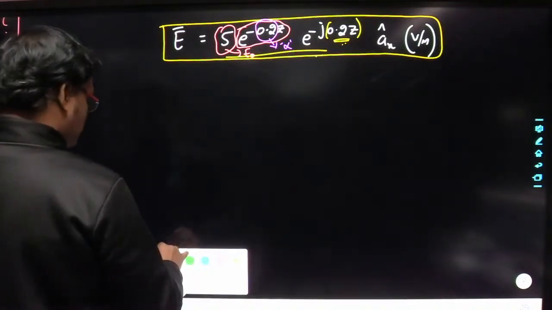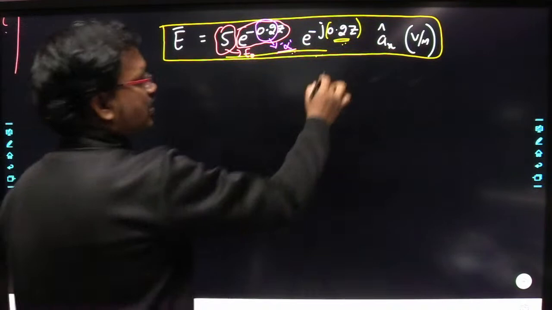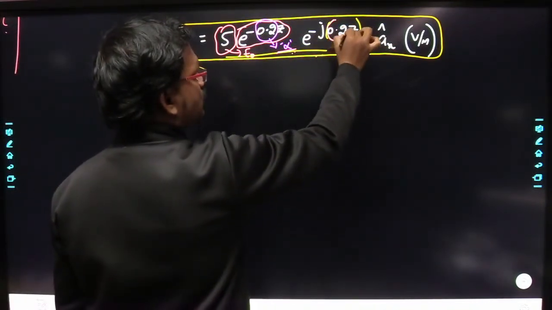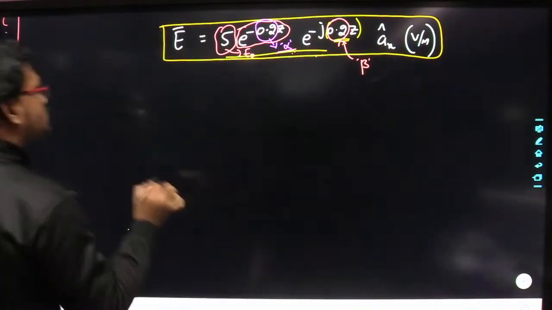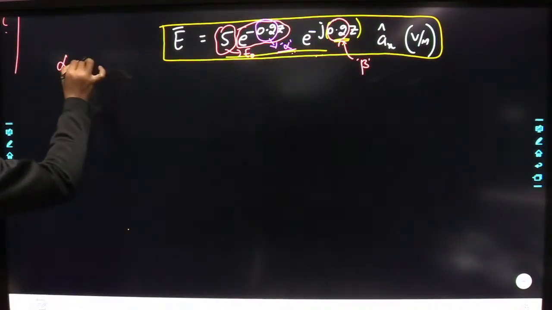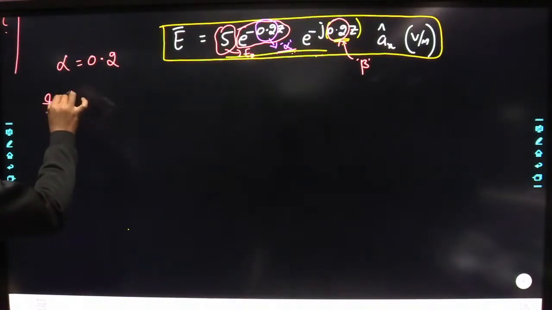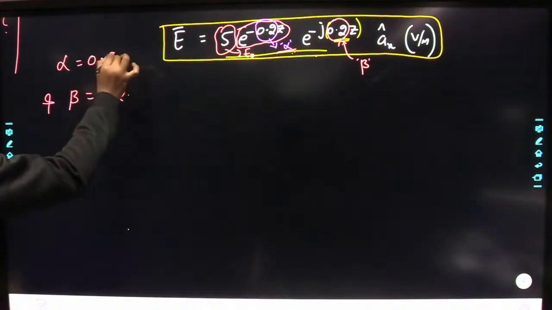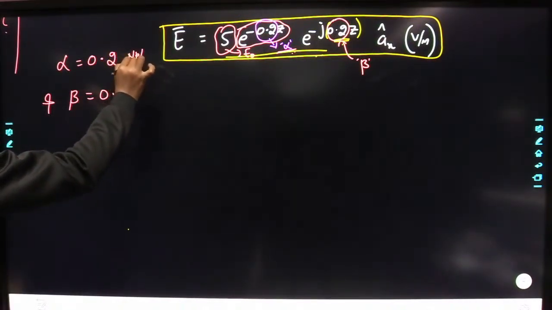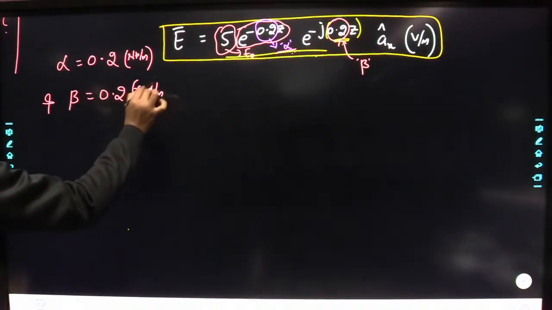See here, they have given the alpha value, right? And here they have given 0.2, which is nothing but the beta value. So that means alpha is equal to 0.2 Nepers per meter, and beta is also equal to 0.2 radians per meter.